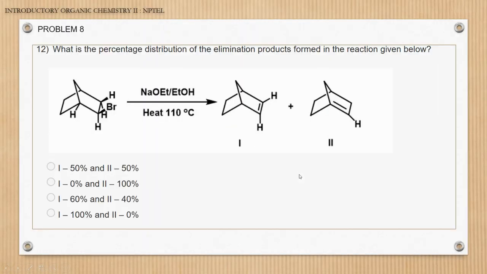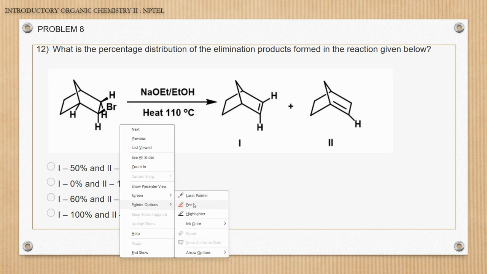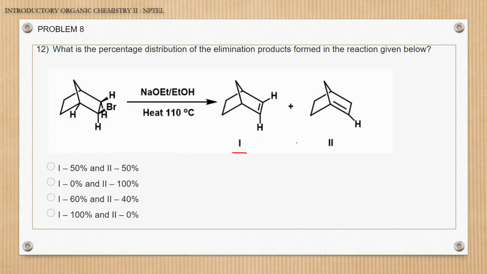Okay, if it is clear, then I'm moving towards problem number 8. In problem number 8, they are asking what is the percentage distribution of the elimination products formed in the reaction given below. So this is the reaction, and you have to find out the percentage of formation of first and second. So elimination reaction can happen in both ways. How can it happen? Either this proton can go here and this will go out, or this will go here and Br will leave out.